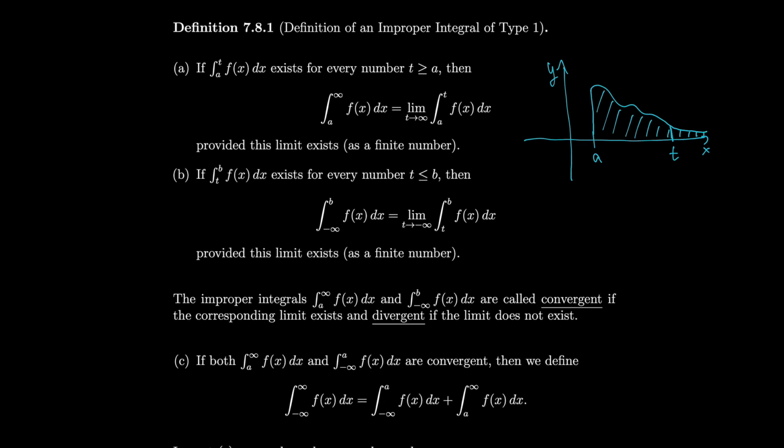If that limit converges, then we say that the integral exists. So in that case, the integral is called convergent. If the limit does not exist, we call the integral divergent.